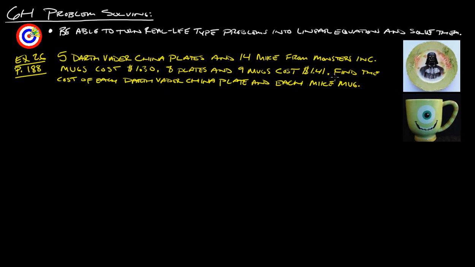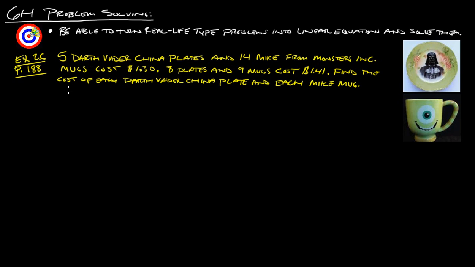Eight plates and nine mugs cost $1.41. Find the cost of each Darth Vader china plate and each Mike mug. Just like what we did on the problem before, we want to turn this into some mathematical equations.